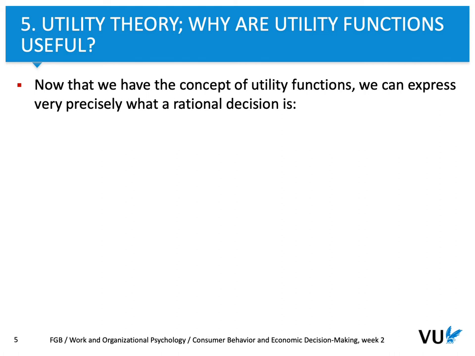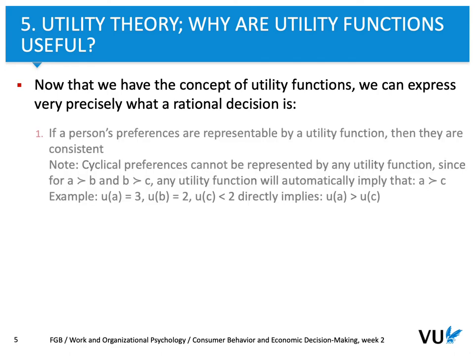If we know what rational decision making is and we know what utility is, we can try to combine both aspects. We can say that a decision is rational if a person's preferences are representable by a specific utility function, and those functions are consistent. It's really important at this point to notice that cyclical preferences cannot be represented by any utility function, which is a really sweet element of this theory.